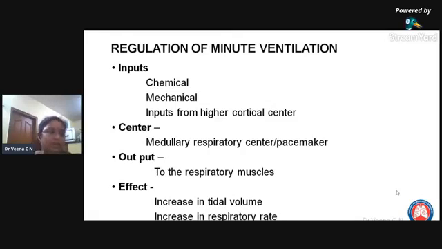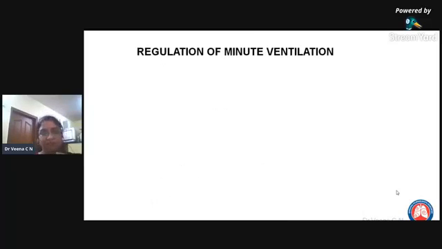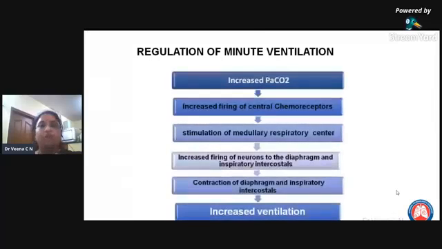These inputs lead to the stimulation of special neuronal units called chemoreceptors, which alter their activity, thereby providing information to the medullary respiratory center or the pacemaker, which may be either stimulated or inhibited based on the input. So these respiratory centers send signals to the respiratory muscles, thereby altering the activity of the respiratory muscles, leading to variable minute ventilation.